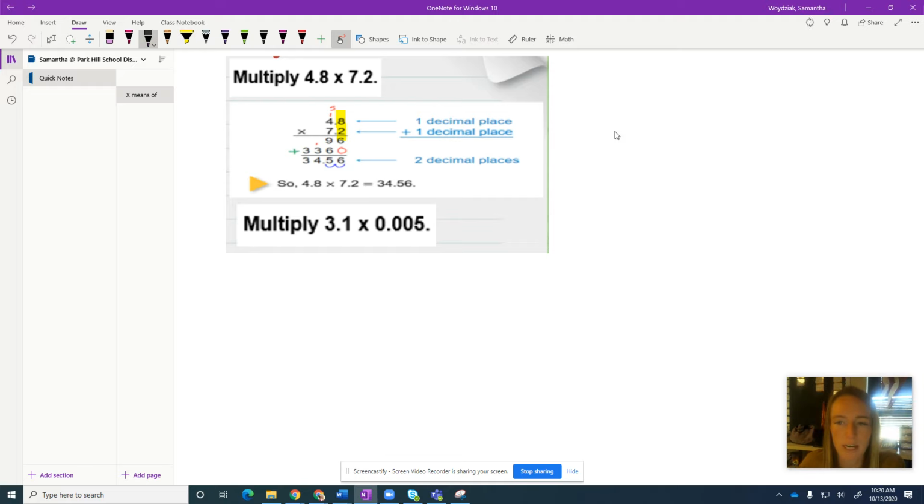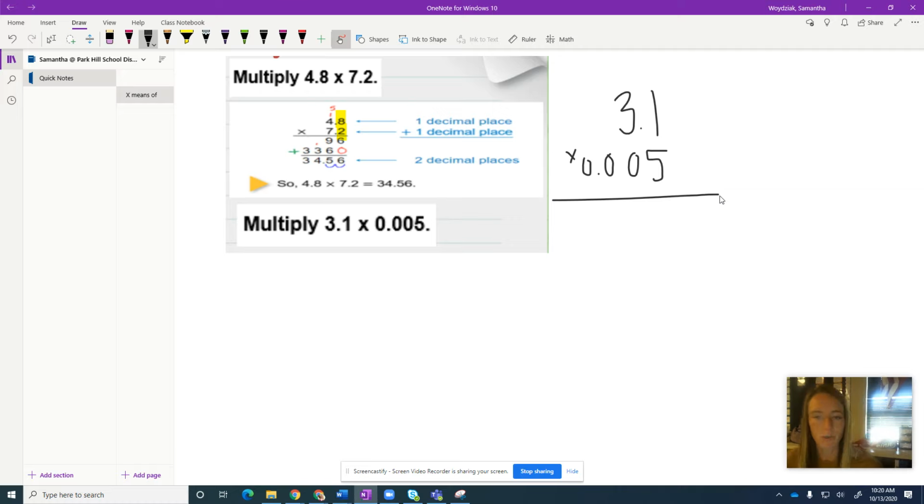Now let's try an example by ourselves over here. So I have 3 and 1/10 times, and then I need to line up my last number. So my 5 goes here, 0, 0, and then 0.0. Remember that you can flip-flop these numbers. You don't have to do 3 and 1/10 times 5 thousandths. You can do 5 thousandths times 3 and 1/10, and you'll get the same answer. So you choose what works best for you.